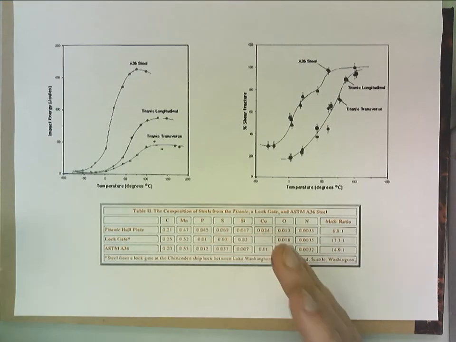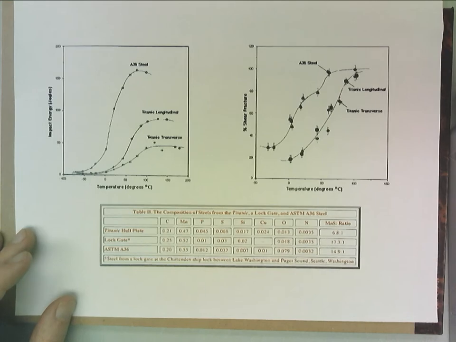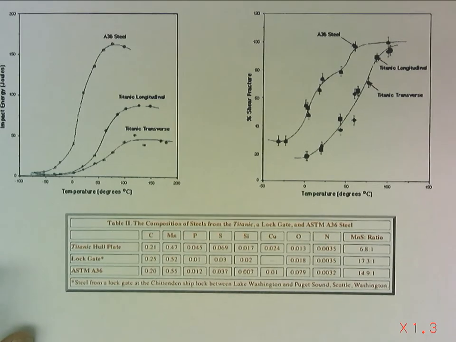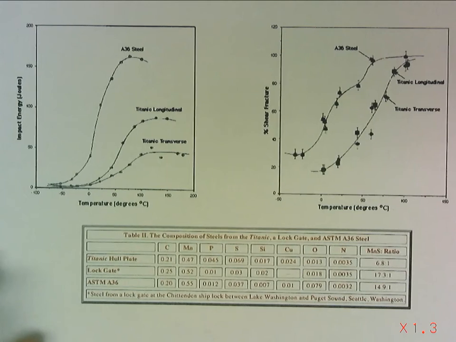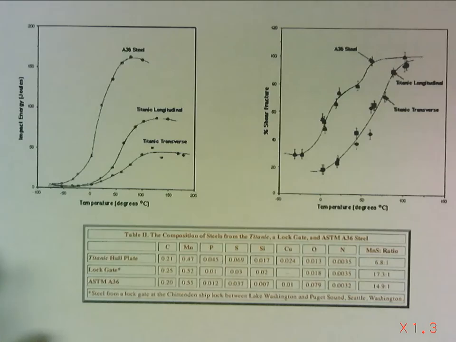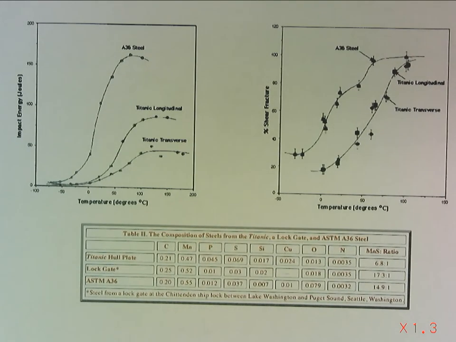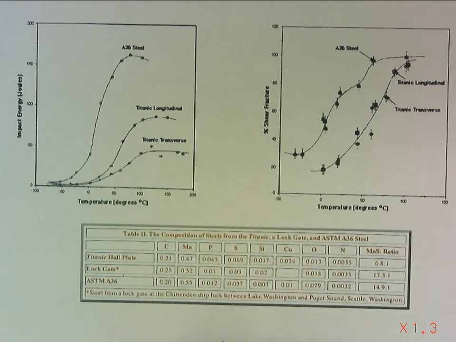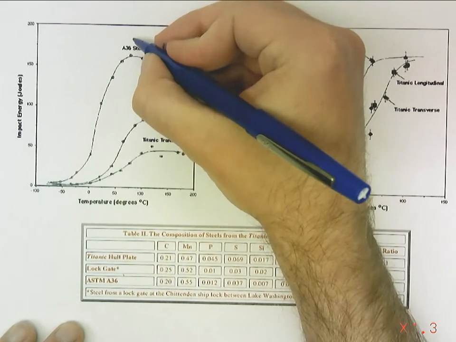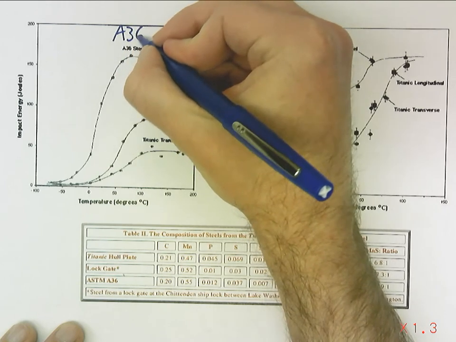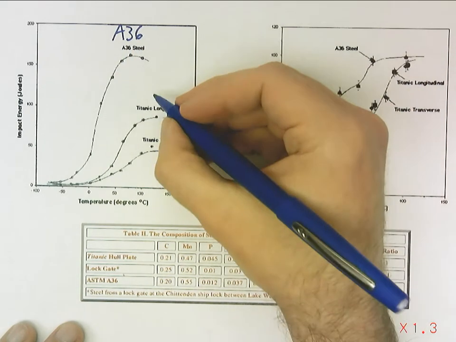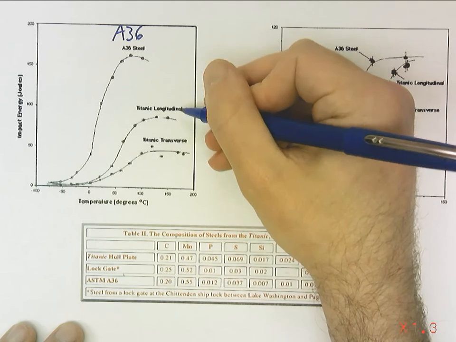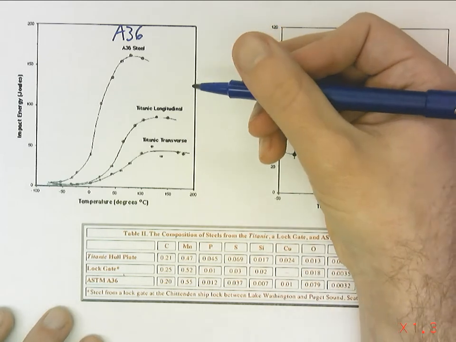Real quick, I want to throw up actual data from the Titanic. We're going to have to zoom in on this, refocus. So here is impact energy and temperature like we're looking at. This is modern structural A36 steel, common I-beam steel. These are samples cut out of the Titanic.